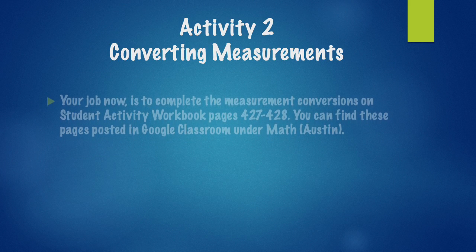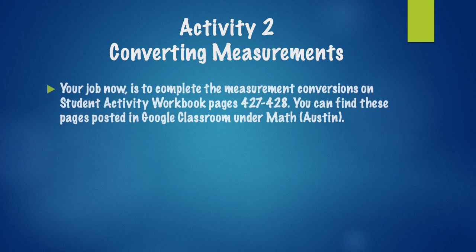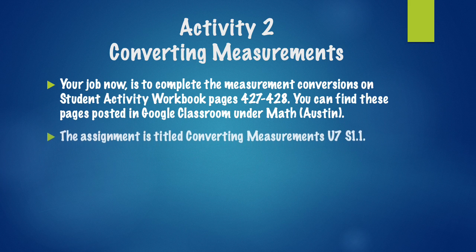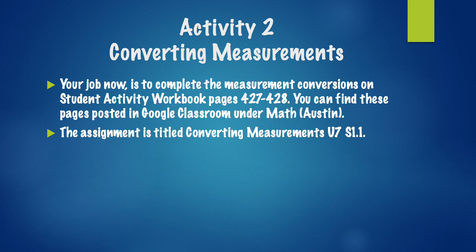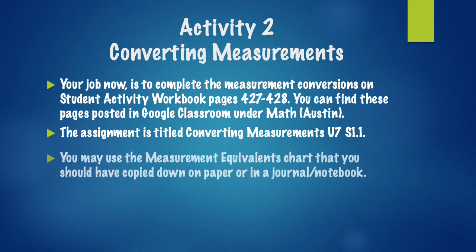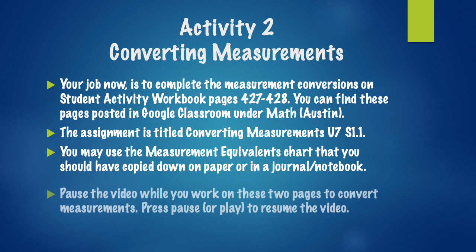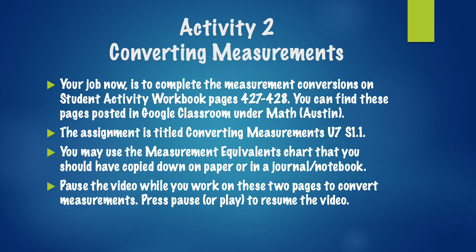Okie dokie, it's your turn now. Your job is to complete the measurement conversions on the student activity workbook pages 427 to 428. You can find these pages posted in Google Classroom under Math with Austin in parentheses. The assignment is titled Converting Measurements U7 S1.1. You may use the measurement equivalence chart that you should have copied down on paper or in a journal or notebook. Pause the video while you work on these 2 pages to convert measurements. Press pause or play to resume the video.